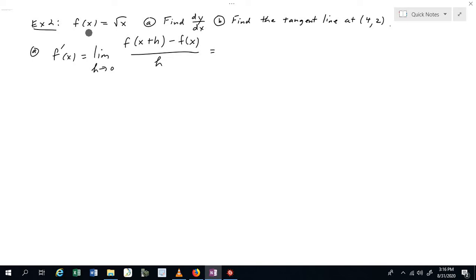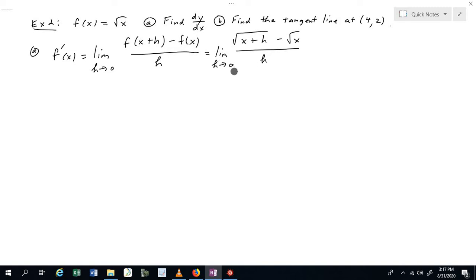Well, what this function does is, to any number that you plug into it, it takes the square root of it. So if I put in a 4, f of 4 would be the square root of 4. If I put in x plus h, then it's just going to take the square root of that number. So we're going to get square root of x plus h out. Okay, and then minus f of x, which is just the square root of x, all over h. And then we have to find the limit of this as h goes to 0.